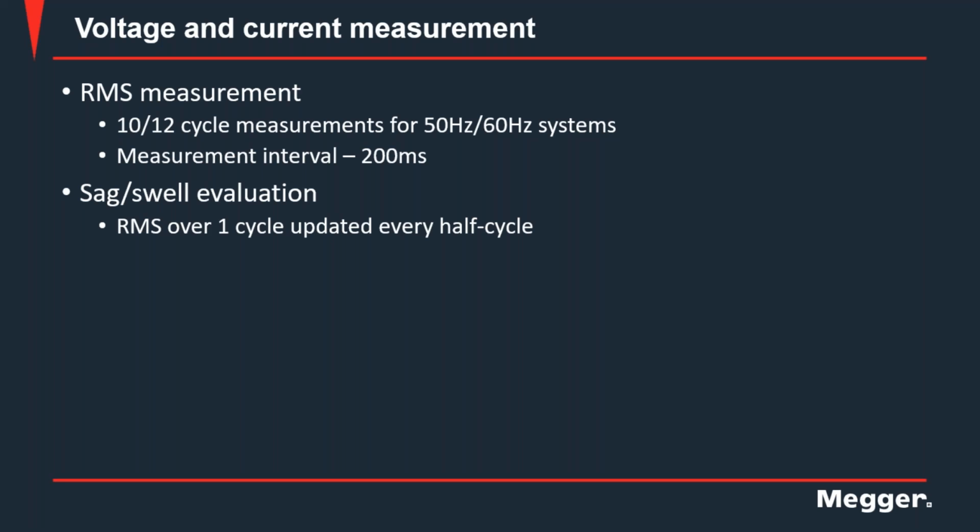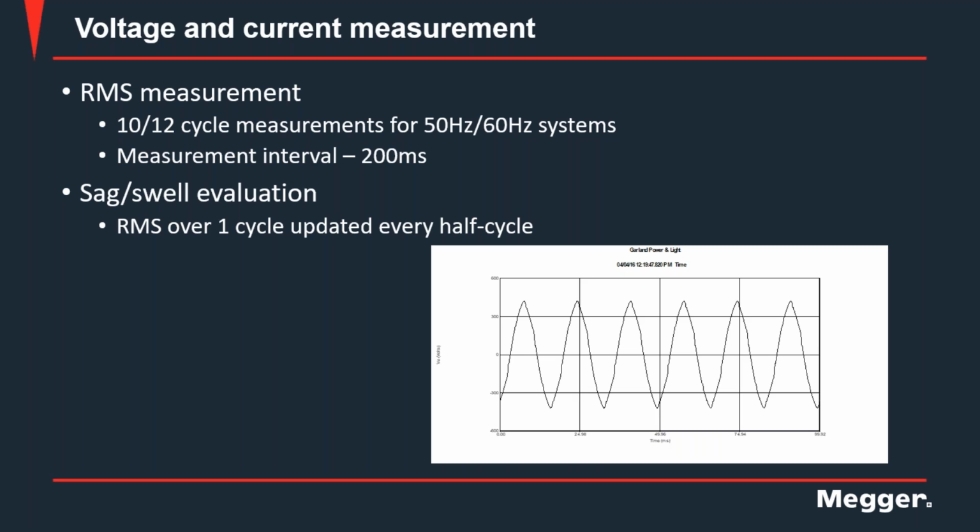For sag swell evaluation, to detect when a sag or a swell starts and when it ends, the RMS value that's considered is RMS over one cycle updated every half cycle. Now, what does that mean? It means that for event detection, like sag and swell detection, it looks at the RMS over one cycle, which would be this particular cycle, updated every half cycle. So as it moves forward by one half cycle, it again looks at the RMS value measured over the cycle that's there.